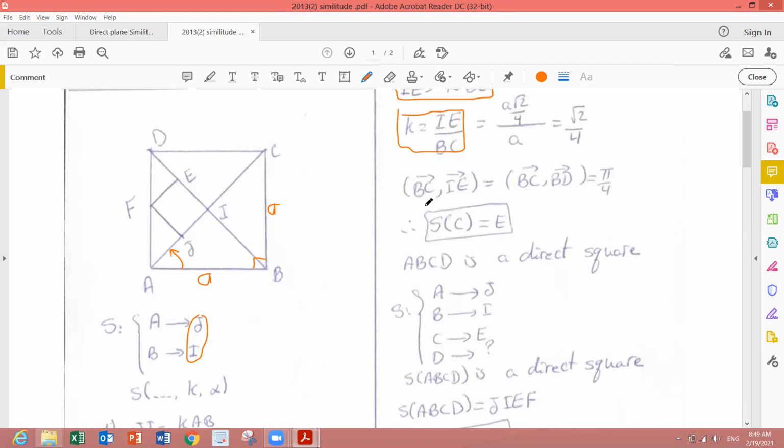Or I can prove it in another method. Now we are given that A onto J and B onto I, and I am going to find the image of C. I need to prove it is E. Now, ABC is a direct right isosceles triangle.